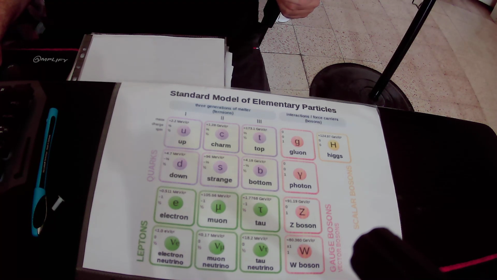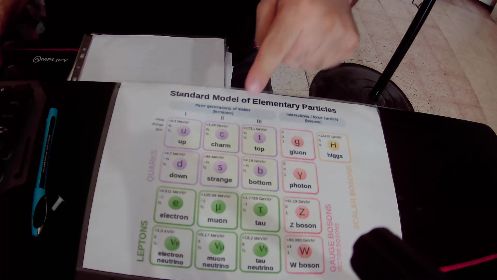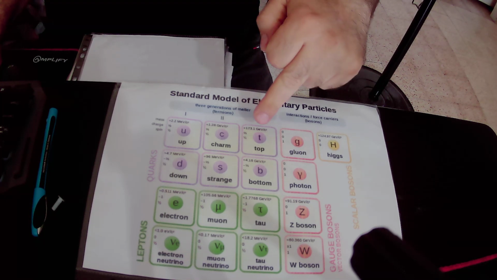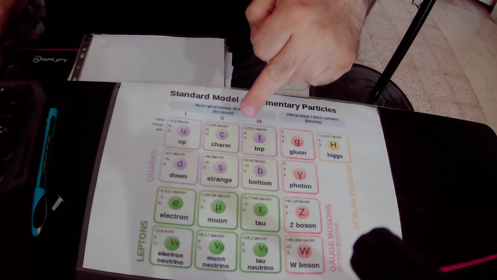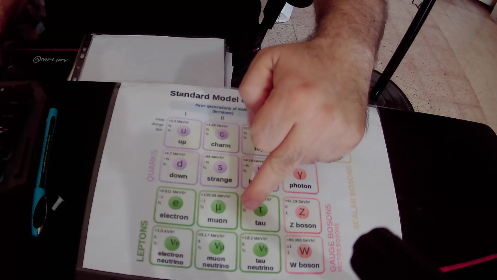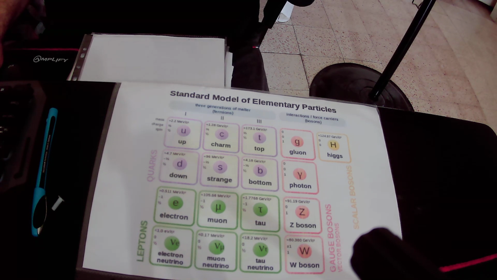And the 17 elementary particles consist of 12 elementary matter particles, as you can see here. We have 6 quarks in the purple color and 6 leptons in the green color. So we have in total 12 elementary matter particles that are also called fermions.